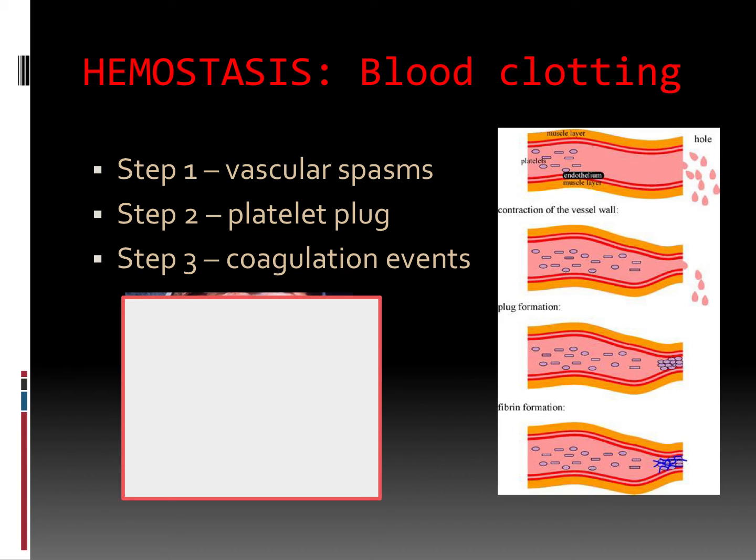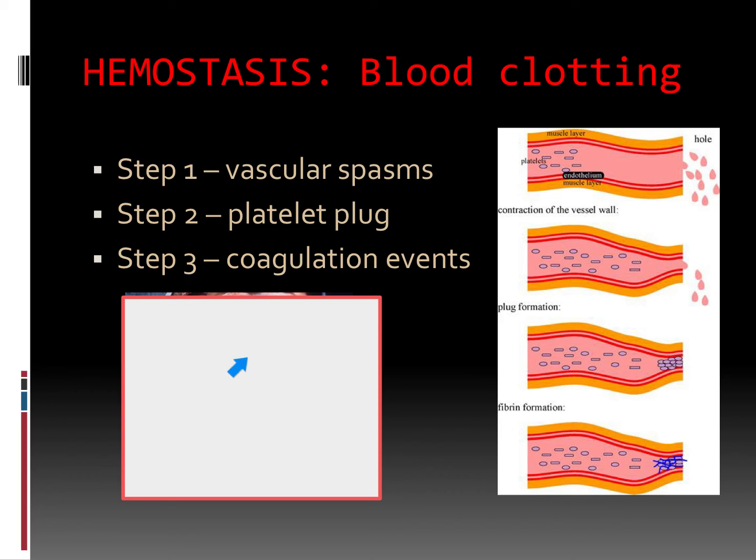And then the last step is all of that coagulation eventing that I mentioned. So basically, you get all of these protein fibers that help weave everything together to form the actual clot itself. So like I said, this part in particular is very complex, but it's clot formation.